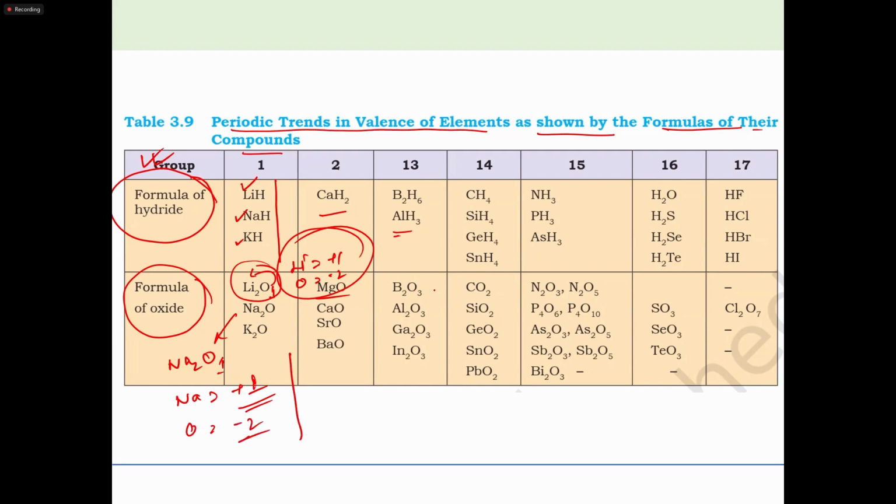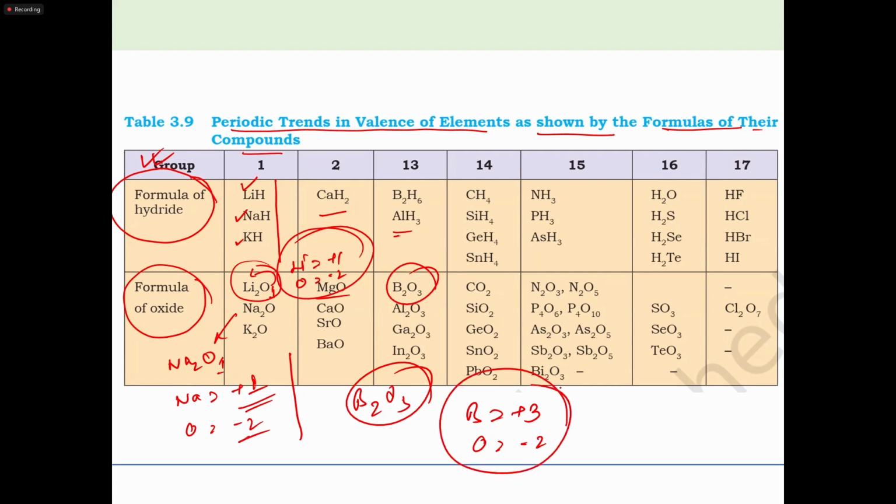Similarly, if you see this B2O3, boron will have the oxidation state plus 3, and oxygen will have the oxidation state minus 2. Boron has the valence plus 3. Boron, aluminium, gallium, these are the group 13 elements.